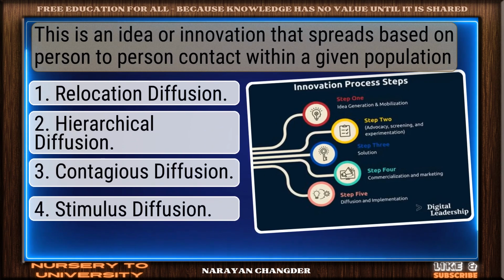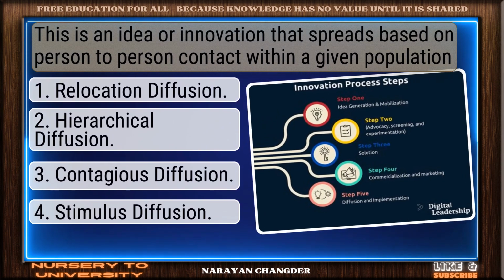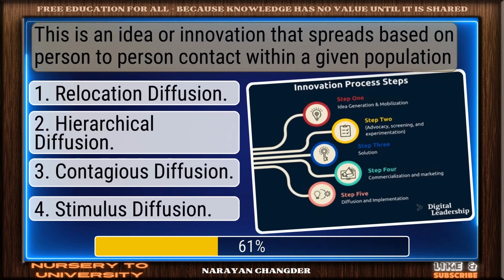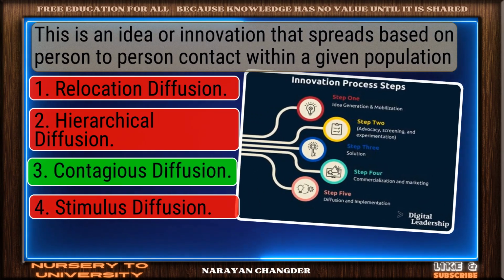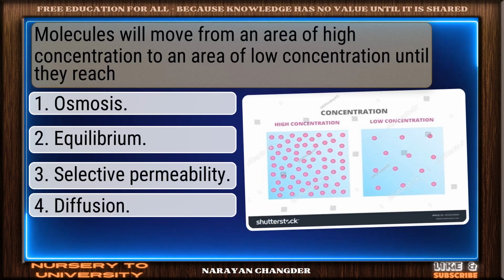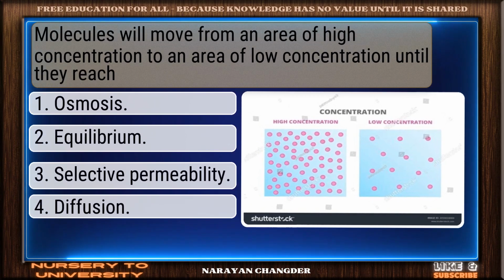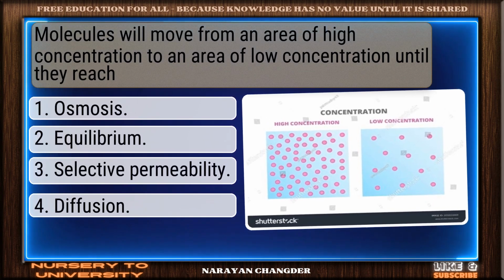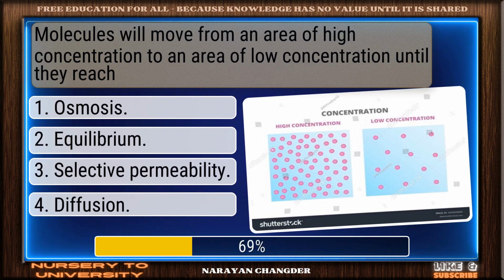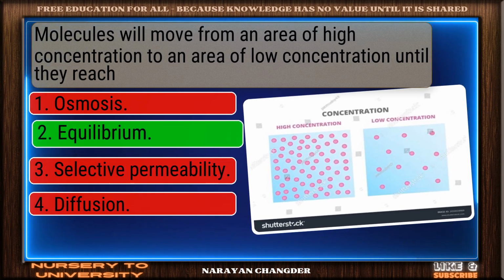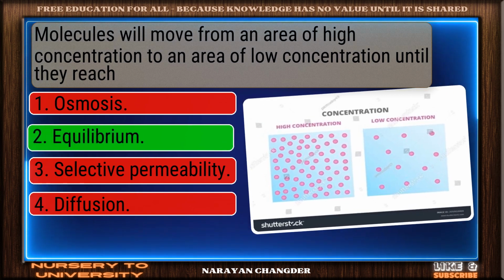This is an idea or innovation that spreads based on person-to-person contact within a given population. Smart move. Contagious diffusion is an accurate answer. Molecules will move from an area of high concentration to an area of low concentration until they reach. Clear logic. Your choice, equilibrium, is sound and 100% true.